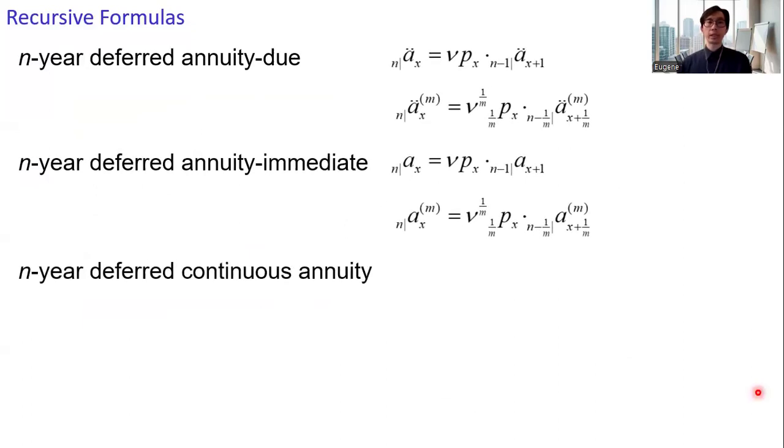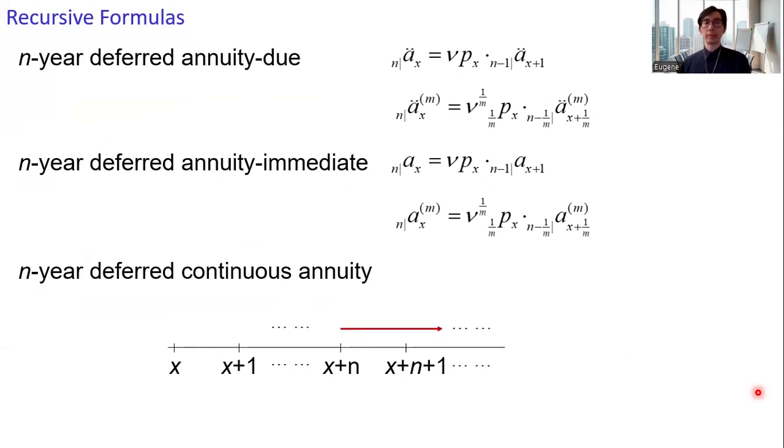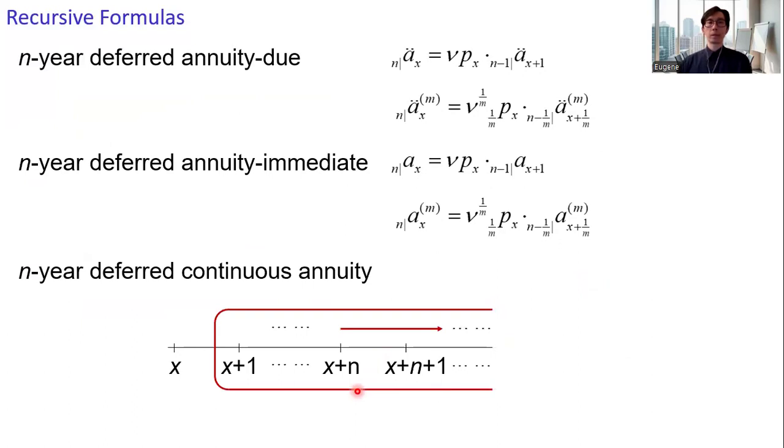For the continuous annuity, the N-year deferred continuous annuity, the payments start at age X plus N. At age X plus 1, if the individual survives to age X plus 1, the corresponding present value, and then discount back, and we get this relationship.